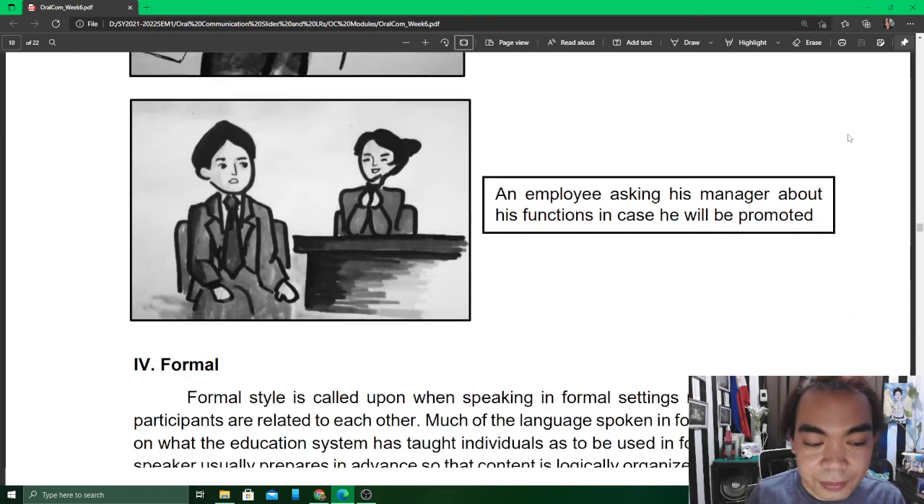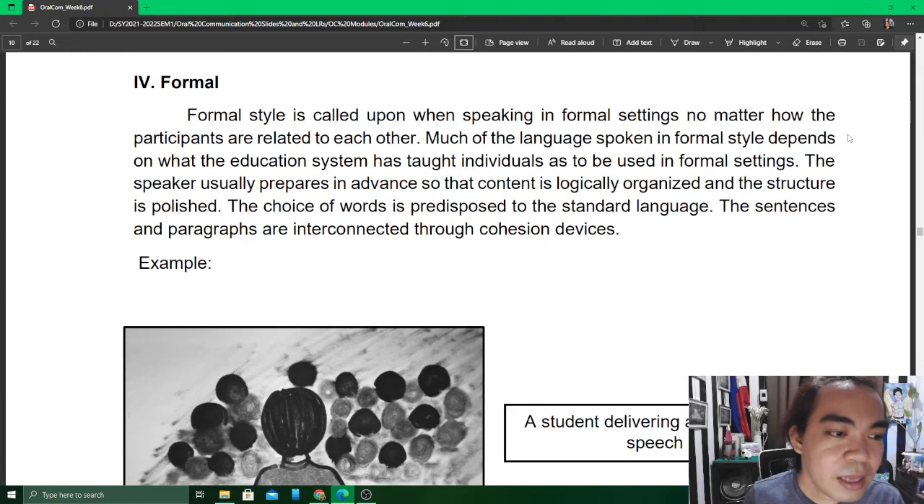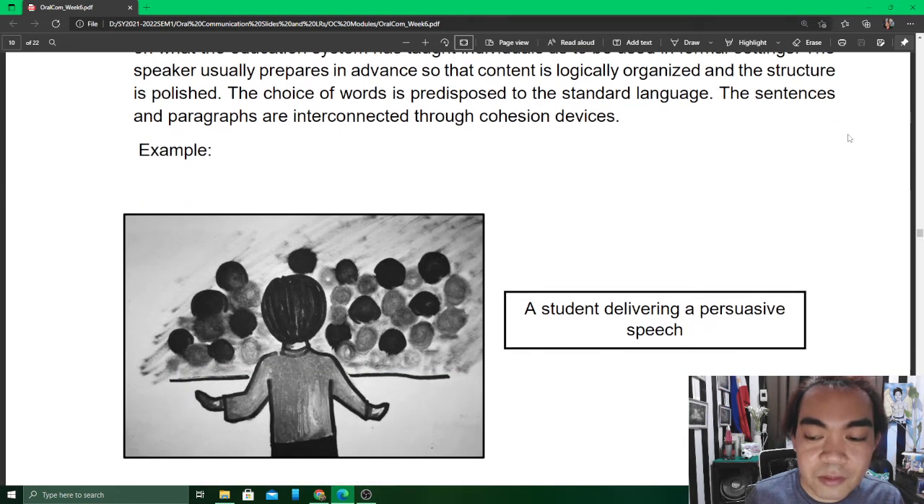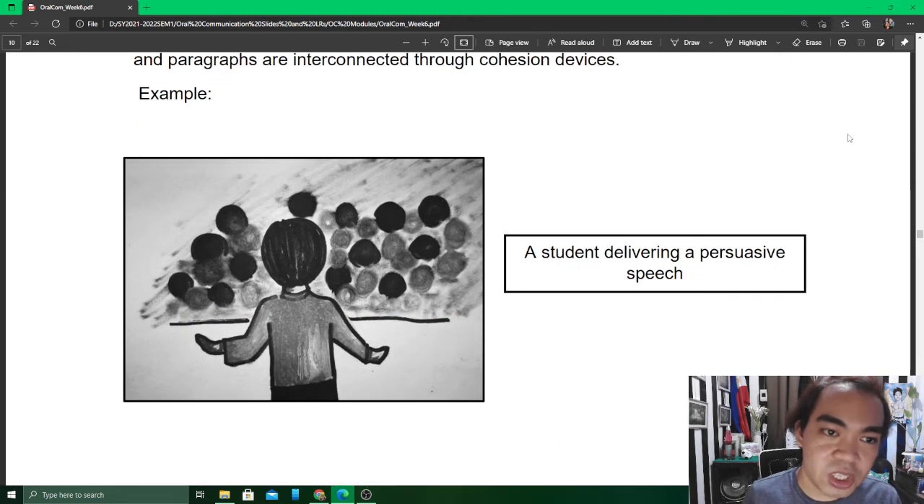Okay? Then we also have the formal speech style, which is called upon when speaking in formal settings, no matter how the participants are related to each other. Much of the language spoken in formal style depends on what the education system has taught individuals as to be used in formal settings. Now, usually we use English in formal styles like public speaking. Example here is a student delivering a persuasive speech. No? But on a formal basis. If there are formal gatherings.